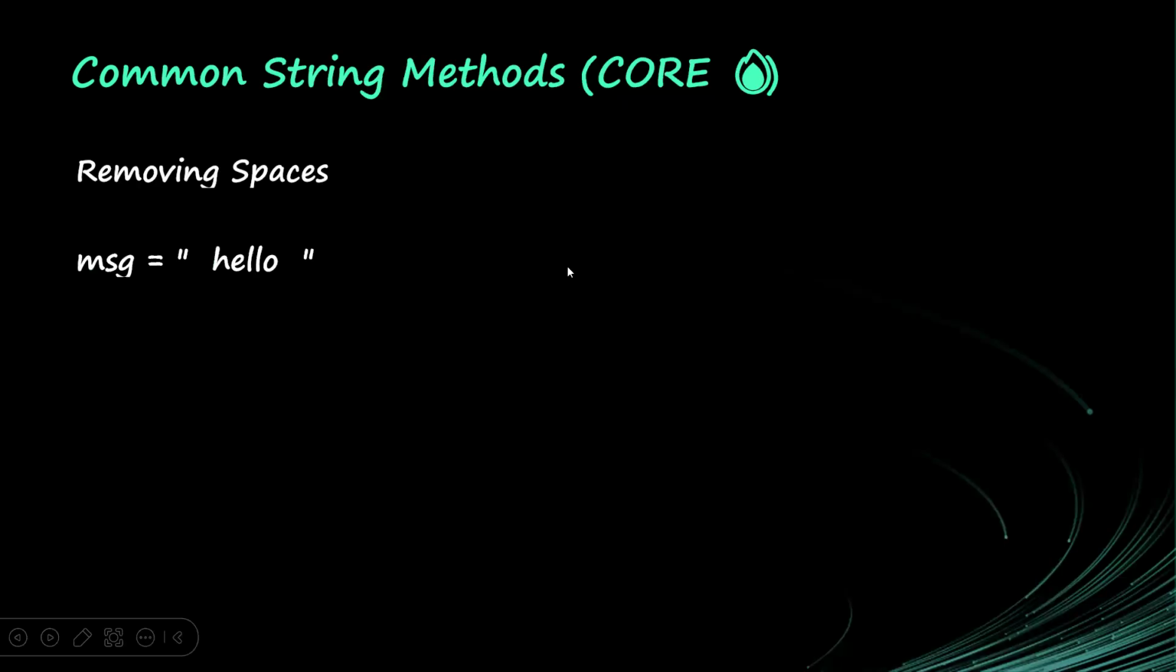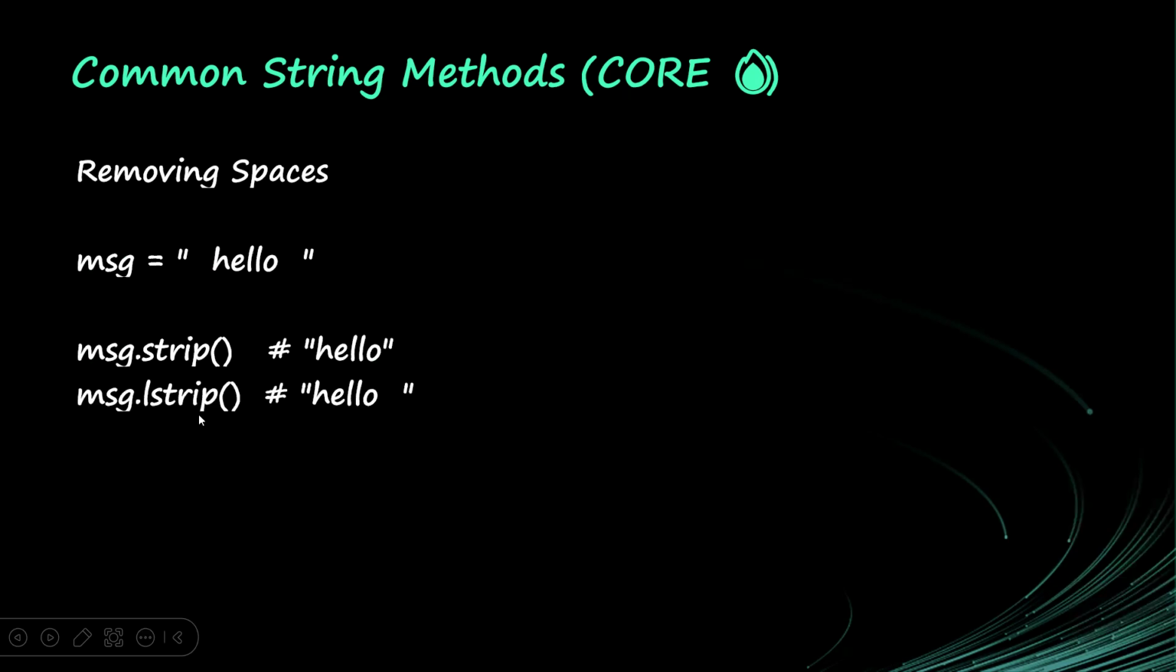If you want to remove spaces, you can use the strip method. You can try it yourself. So we have space in front and back. If you have space at the front and back like this, the strip method will remove both the left and the right spaces. The lstrip will only strip the left space. The rstrip will only strip the right space.